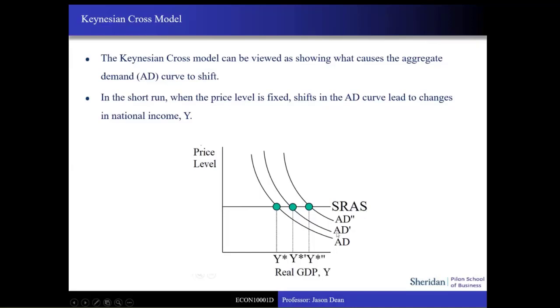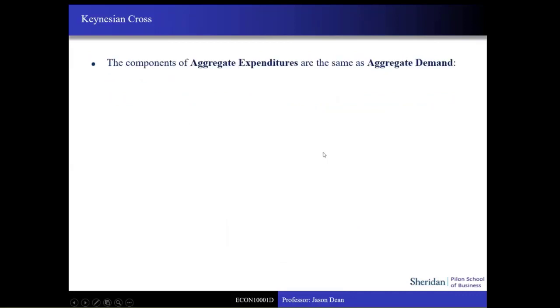So the Keynesian cross model, if you think about the space that we looked in last time where we have the price level and real GDP, the Keynesian cross model is developed for a fixed price level. So we're looking at, if aggregate demand increases, what would happen to real GDP? And since prices are fixed, it would directly impact real GDP. So the components of the aggregate expenditures model are the same as aggregate demand. So we categorize things the same way.